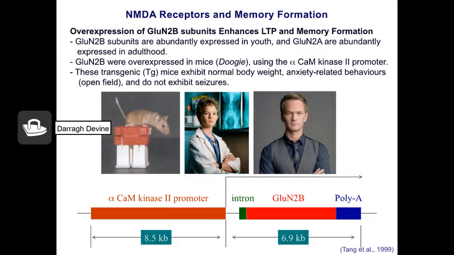So GluN2B subunits are abundantly expressed in youth, and GluN2A subunits abundantly replace them in adulthood. Now, Qian and his group reasoned that if they could overexpress the GluN2B in adulthood beyond the normal developmental window, they could create a super smart mouse. And, well, indeed, that's what they did.